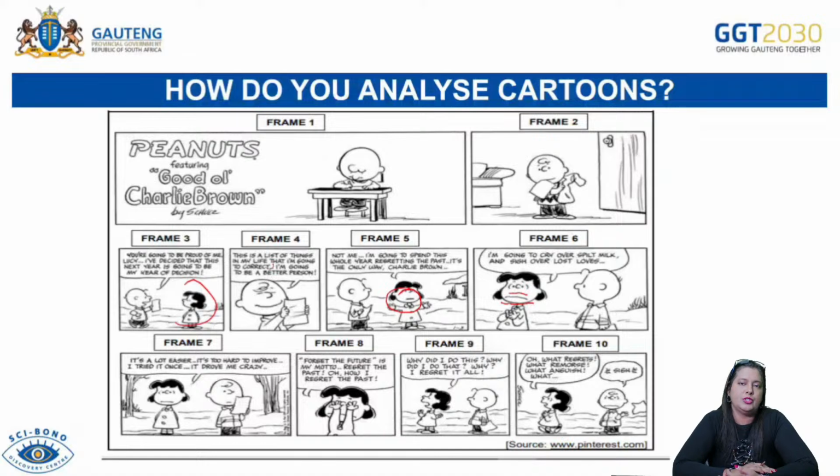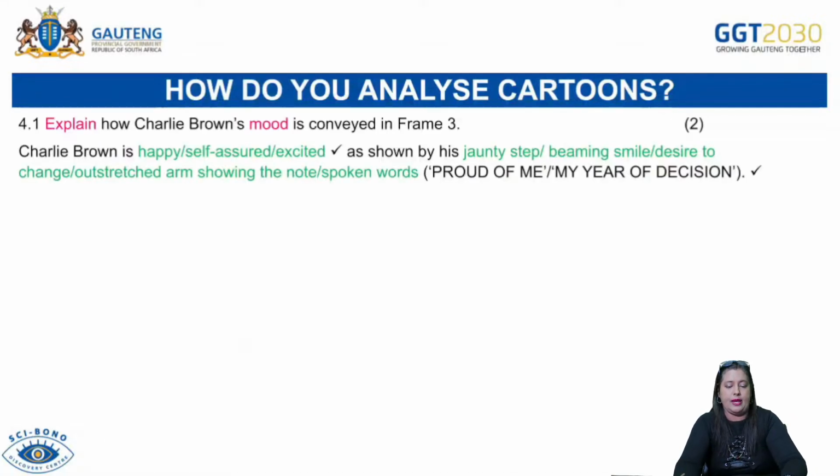And all Charlie Brown does is he sighs and throws away the page that he worked so diligently on to make note of the changes he was going to do in his life. All right, so that's the frames there. It's quite a long one, isn't it? So you will get an example like this in your exam.